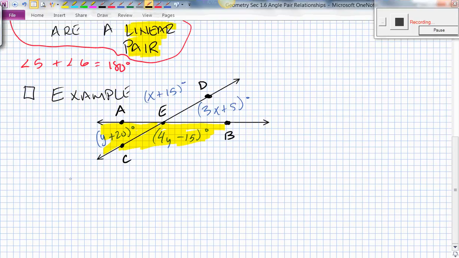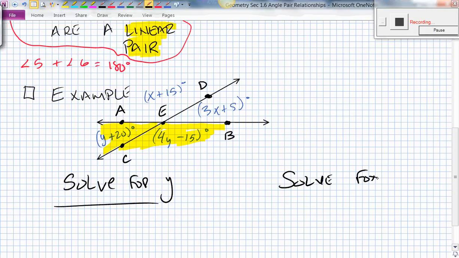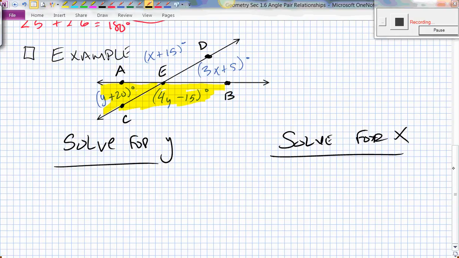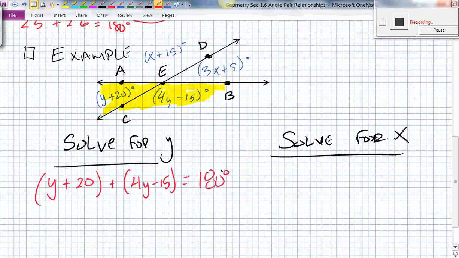So the directions are asking me to solve for y. So how would I set that up? And they're also going to ask me to solve for x. So how could I set up, using a linear pair, the angles for y? Does anybody see it? Who can raise their hand and let me know what they do? Yeah, in the back. There you go. y plus 20 plus 4y minus 15 have to add up to a total of 180 degrees.